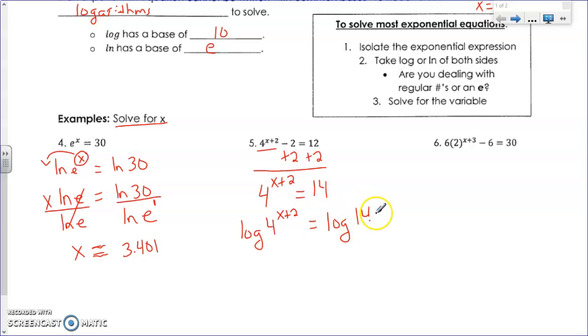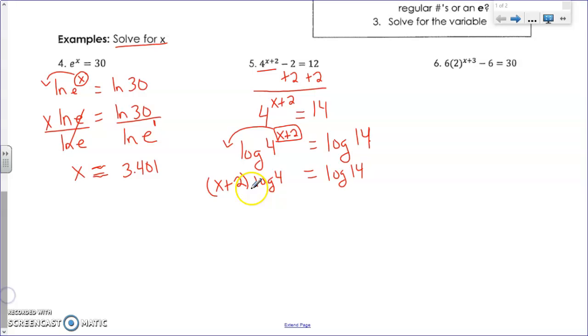And once I take the log of both sides, now I'm going to use my properties. This is an exponent, so it's going to come to the front. So I'm going to have x plus 2 times log of 4. So that whole exponent times log of 4 equals log of 14. Okay, so that's using that exponent property. Now, this whole thing is being multiplied by that, so I need to divide each side by log of 4.